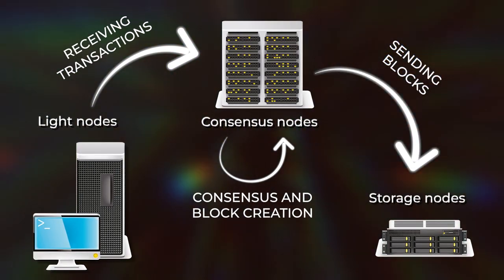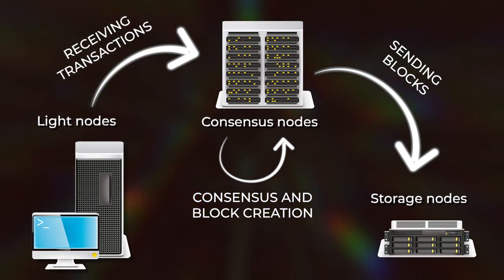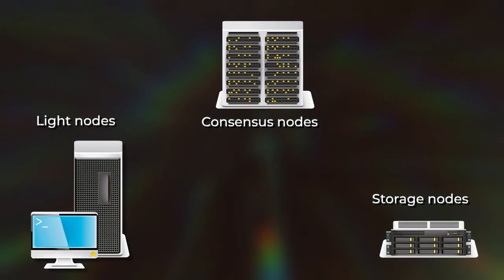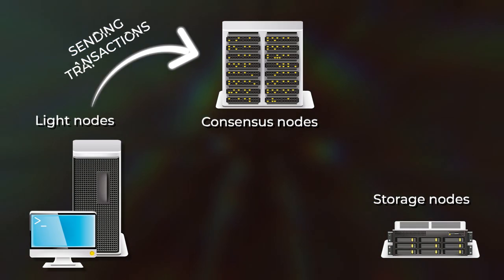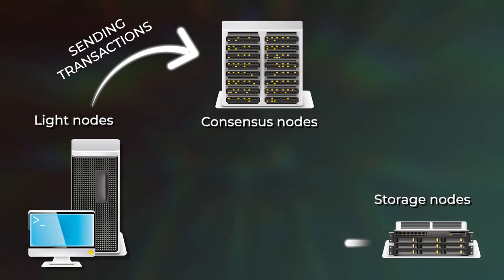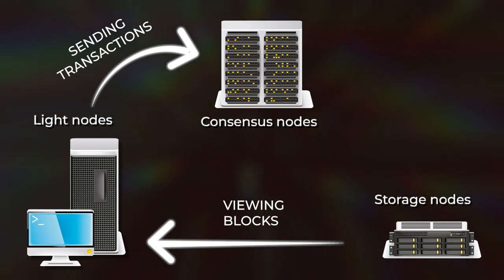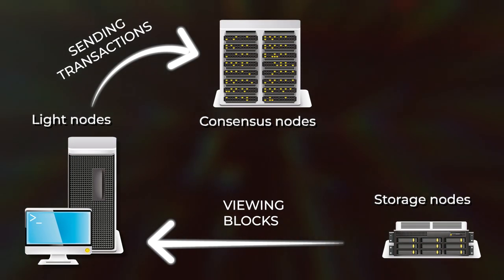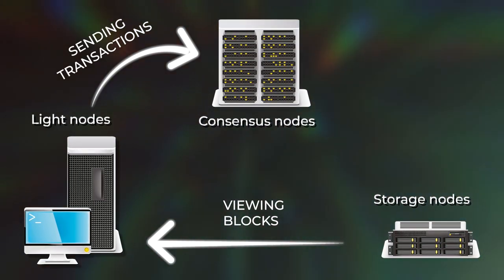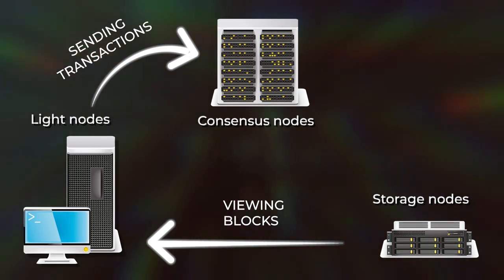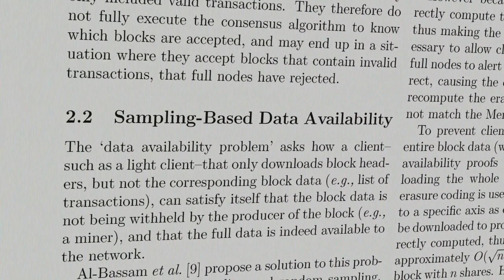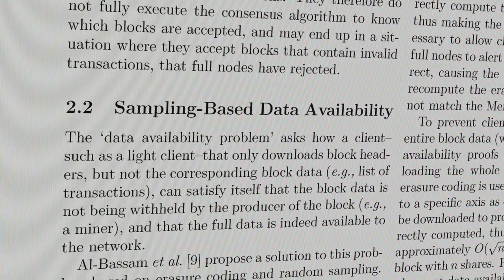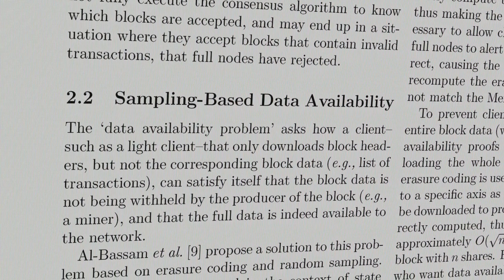Finally, the light nodes, which are in fact also the users of the network, are there simply to send transactions to the consensus nodes, who will process those requests for a fee, and to download information from the storage nodes. However, the light nodes also have a secondary role, which is to participate indirectly in securing the network. Indeed, a big problem solved by the Celestia architecture is the so-called data availability problem.